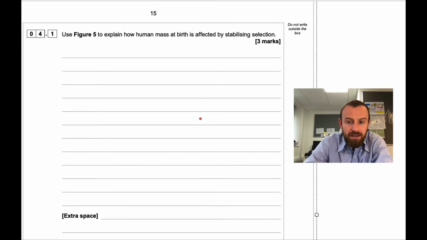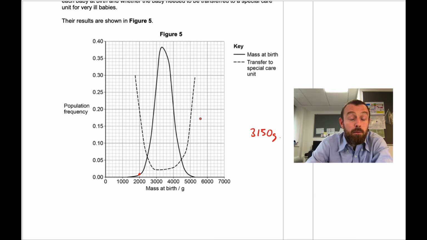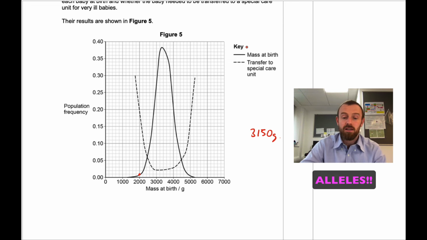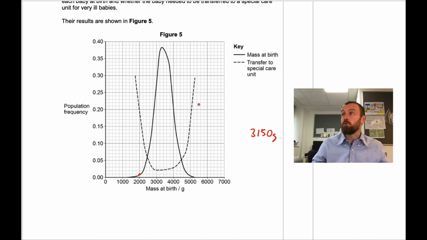So we basically just explain in a bit more detail what I've just said. Babies of low birth mass are more likely to go to the special care unit and therefore are more likely to die, less likely to survive and pass on their genes. Same thing for the bigger babies. So this means that extreme phenotypes are removed from the gene pool, and this is an example of stabilizing selection.